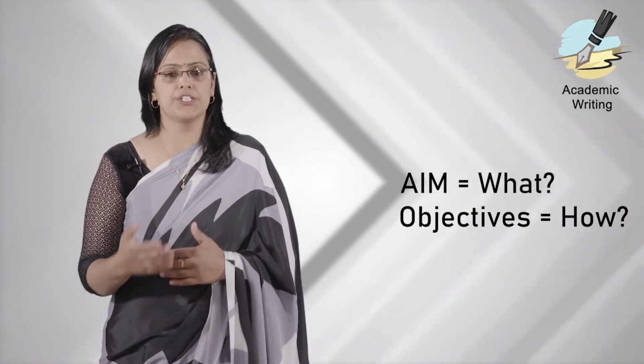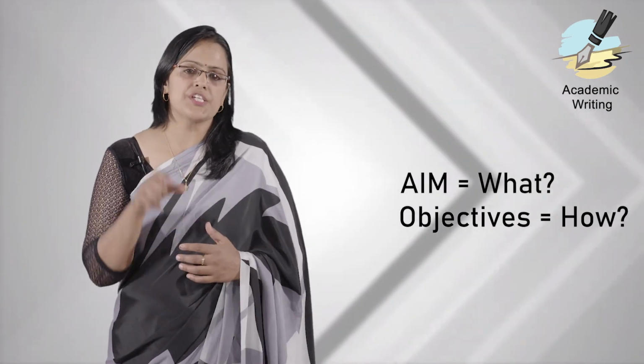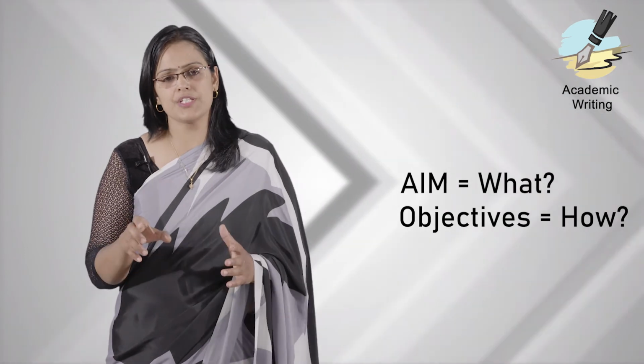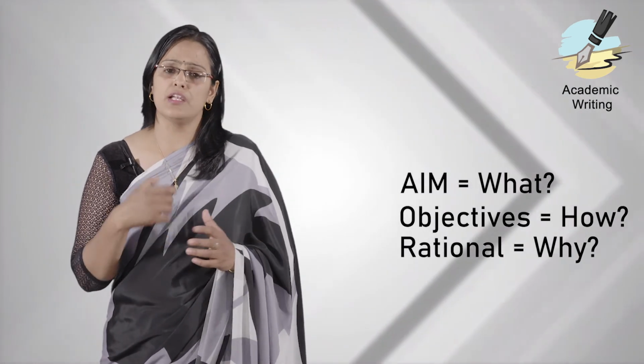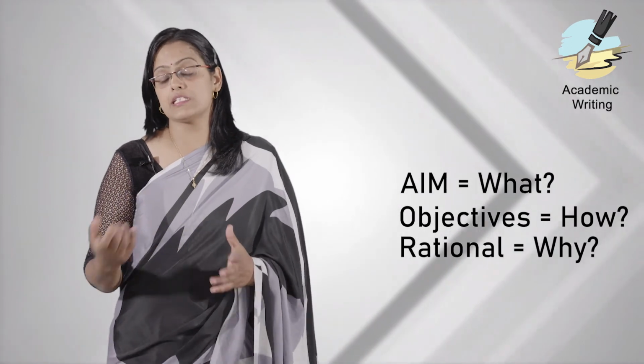Let me summarize the difference between aim, objective, and rationale. The aim is what you want to do. Objectives are about what you want to do to achieve the aim, and the rationale is the reasoning, the logic behind the selection of the topic. So this is how you are going to write the rationale of your study.